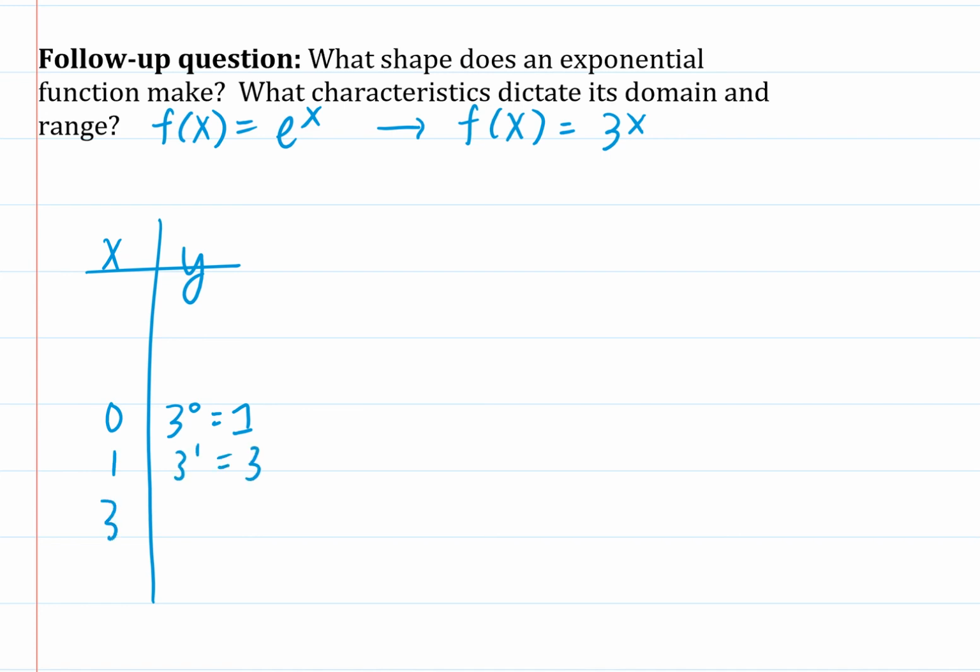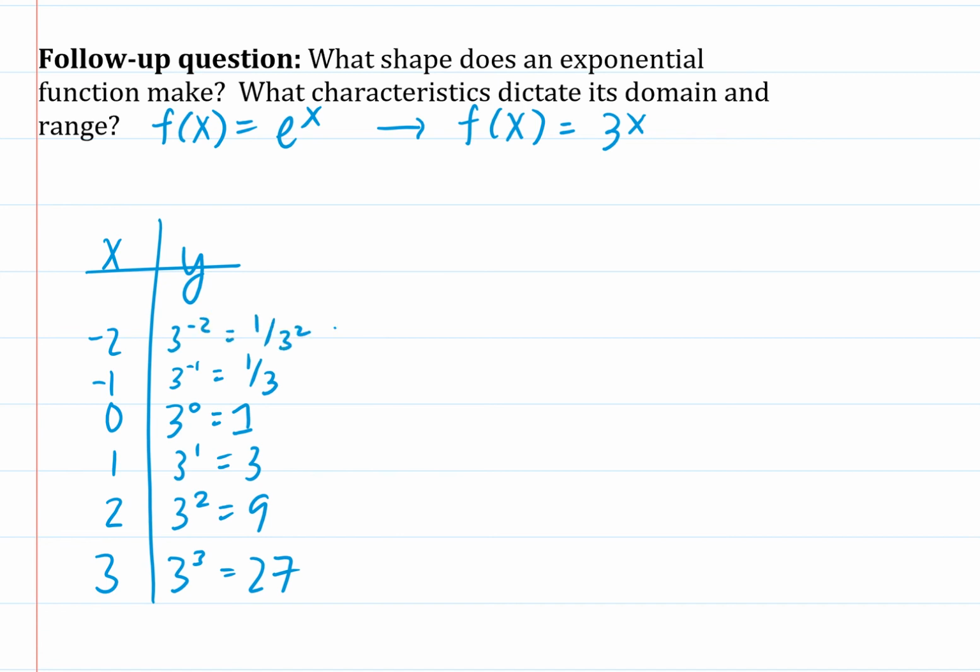3 squared is 9. And 3 cubed is 27. Okay, we can get a sense of, oh wow, these y values are increasing really dramatically. Well, what about 3 to the -1? 3 to the -1 is 1/3. And 3 to the -2 is 1 over 3 squared, so that's 1/9. And 3 to the -3 is 1 over 27, 1 over 3 cubed.